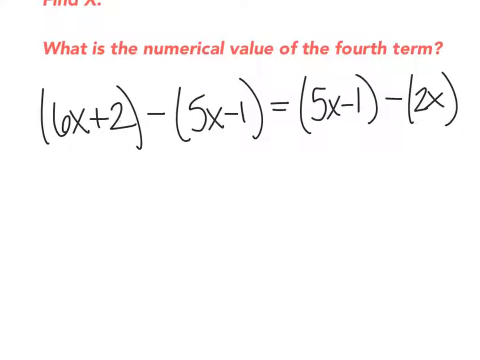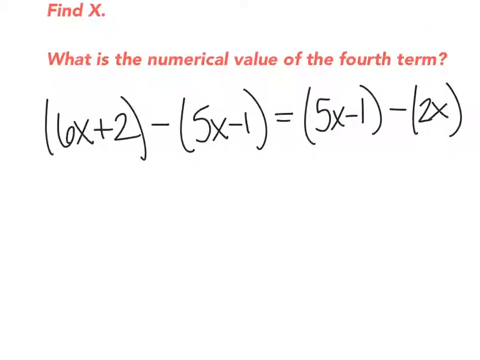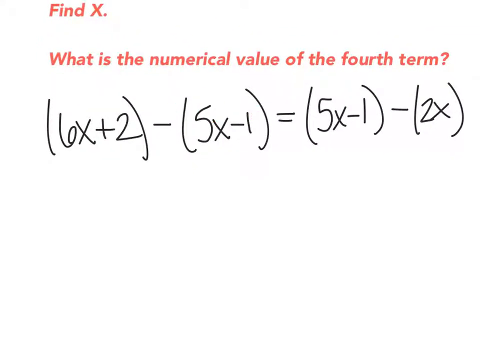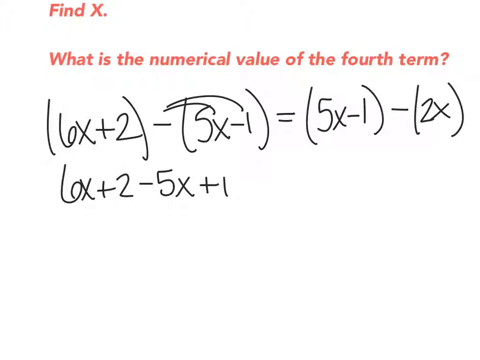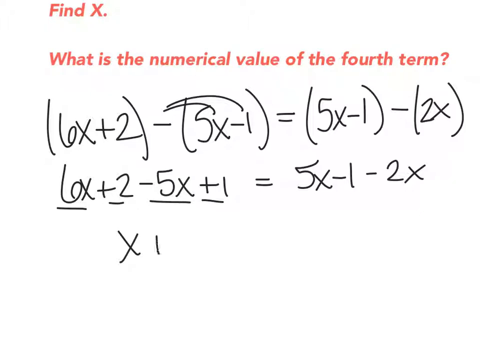They should be the exact same thing. So now, why is this so important that I use parentheses? Because I have to take this negative and distribute it through. So I'm going to say this is 6x plus 2, and this becomes minus 5x plus 1 when I distribute. This becomes 5x minus 1, and I just have that term to distribute it to, so minus 2x. So let's see, 6x minus 5x is x, 2 plus 1 is 3. 5x minus 2x is 3x, and then minus 1.